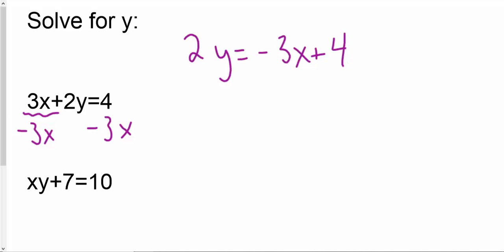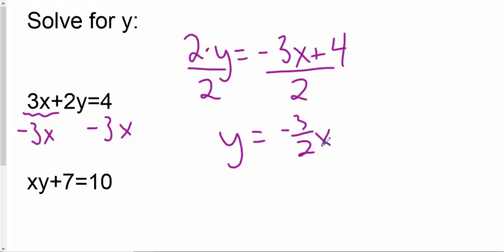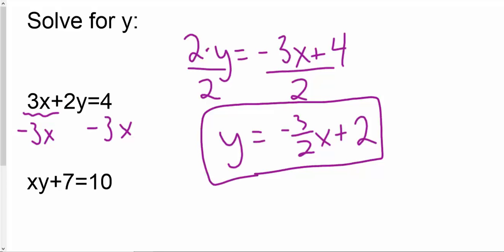So we say, okay, well, this is put together 2 times y. Let's do division because that's the opposite operation. So y equals negative 3 over 2x plus 2. And that's our final answer. Y equals negative 3 halves x plus 2.